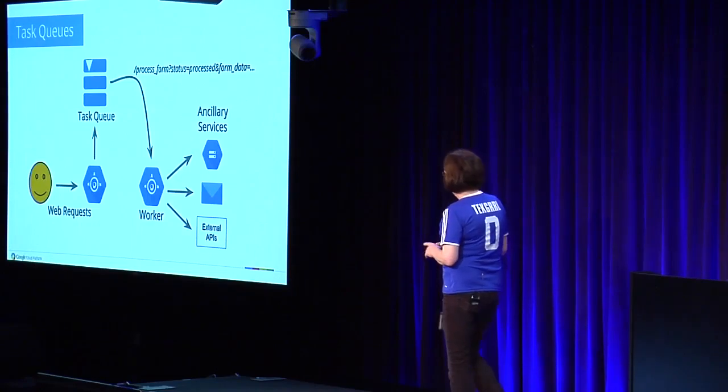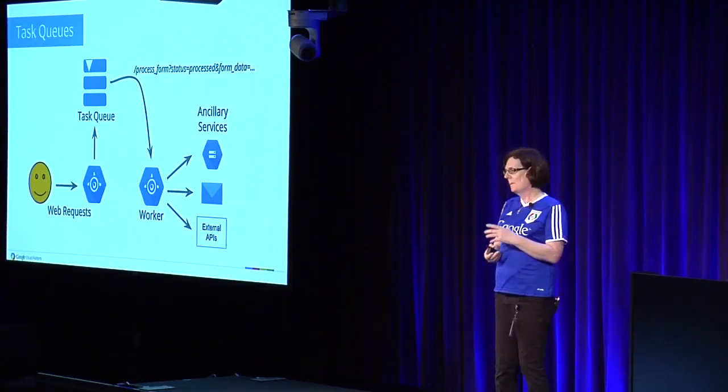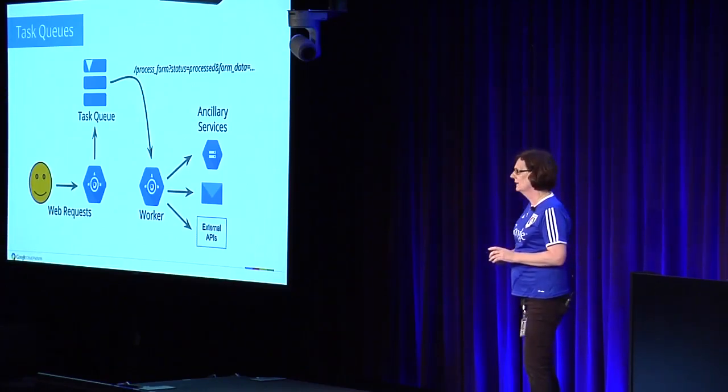They can access all of the services other instances on App Engine can use, things like the Cloud Datastore, Google Cloud Storage, email, we have a mail API, and other external APIs, APIs external to Google. So this is a really effective way of managing background processing on App Engine.